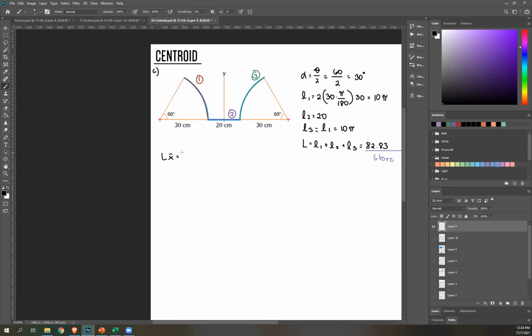Y bar, summation of LX. Now again, X bar, or distances X, are the distance of your centroid from the Y axis. The reference Y axis is already given. And if you've noticed, this is symmetrical, right? Therefore, your centroid is somewhere here, somewhere along this line. So what is the value of X bar?